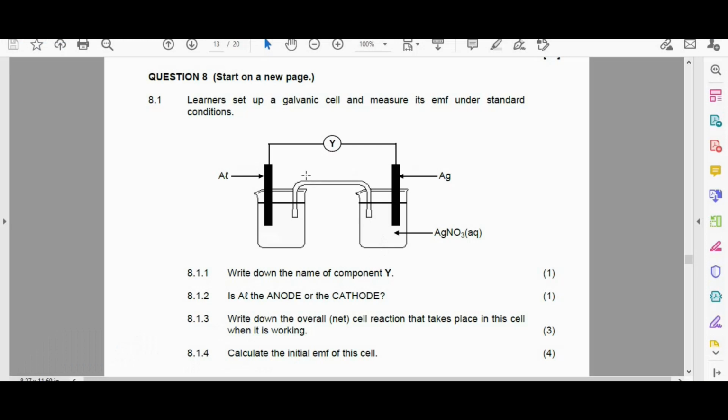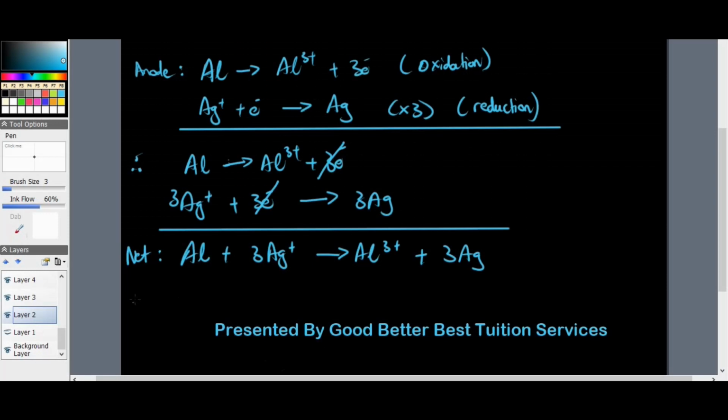And calculate the initial EMF of the cell. So we calculate the EMF of the cell. You know the formula. It's the cathode minus anode, which is going to equal 0.80 minus negative 1.66, which ends up being 0.8 plus 1.66. Just give me a minute.